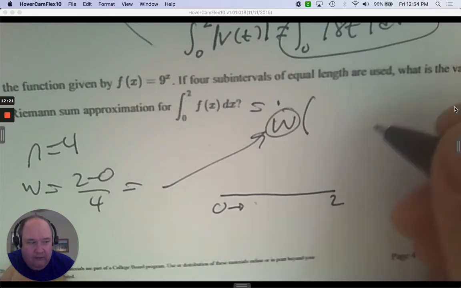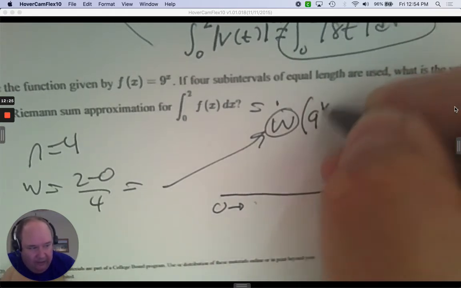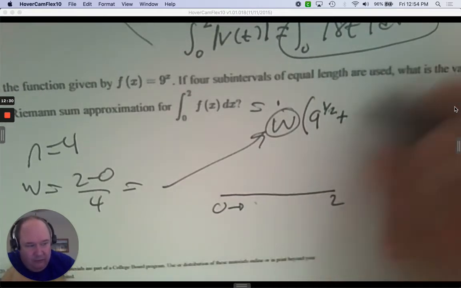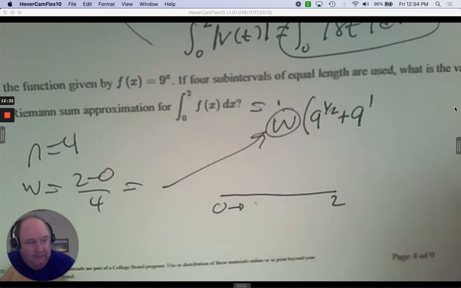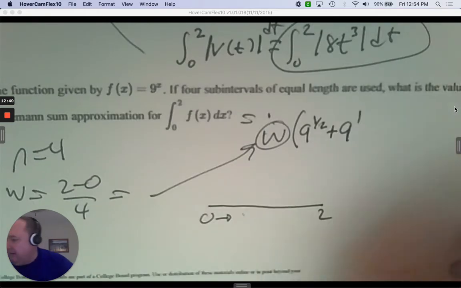So I'll give you a hint. The first right Riemann sum is 1/2, so it's 9 to the 1/2. The next one is positive 1. And see if you can do each right Riemann sum. You need 4 of them. And then put all of that in your calculator and then get your answer.